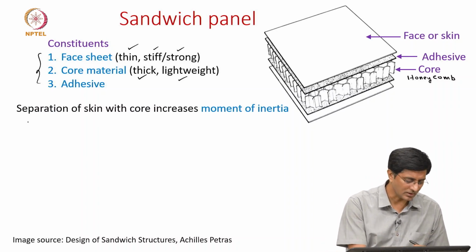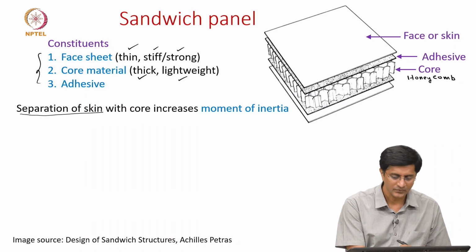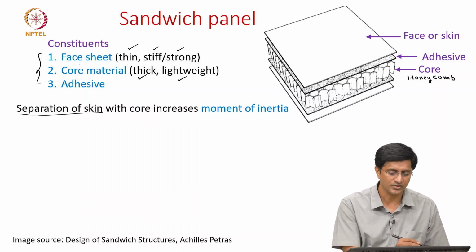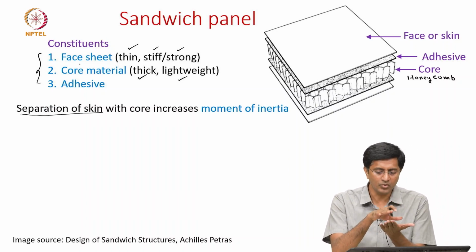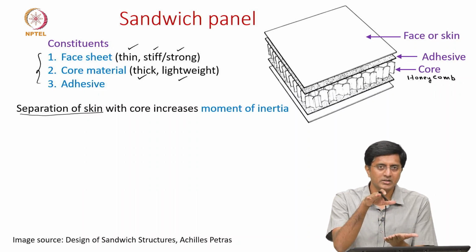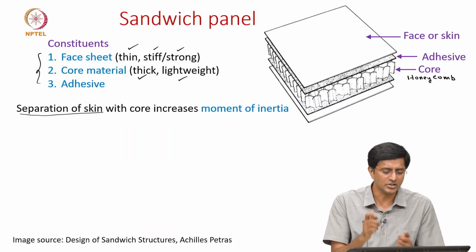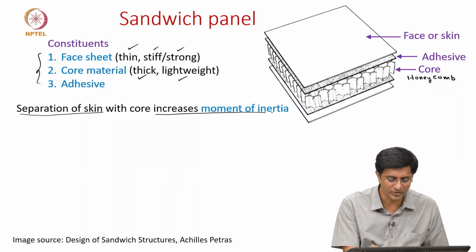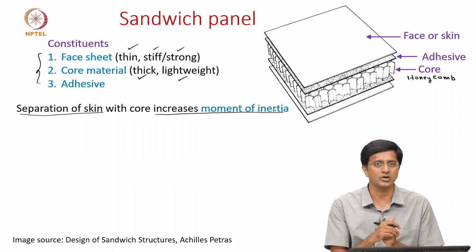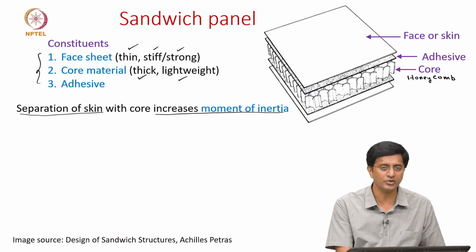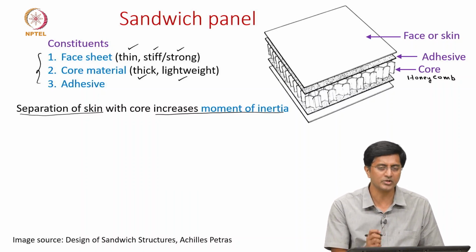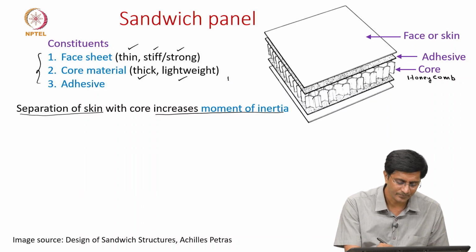The basic idea is that we are trying to separate the skins. Skin is the other name for the face sheet. If we move these face sheets apart and then fill this intermediate space with a lightweight material, essentially we increase the moment of inertia of this composite, the sandwich panel. How does it increase the moment of inertia? For this, we need to think about the analogy of an I-beam.